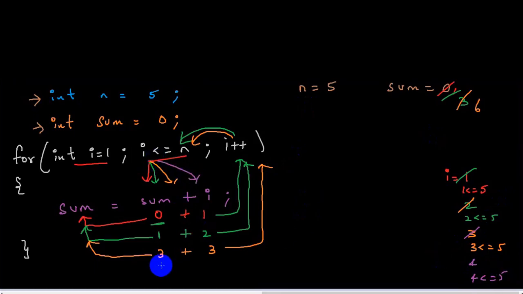Is 4 lesser than or equal to 5? Yes, control comes inside. What is my sum? 6. 6 plus 4? 10. 10 will get stored into sum. Sum will become 10. Again, the control will go back.